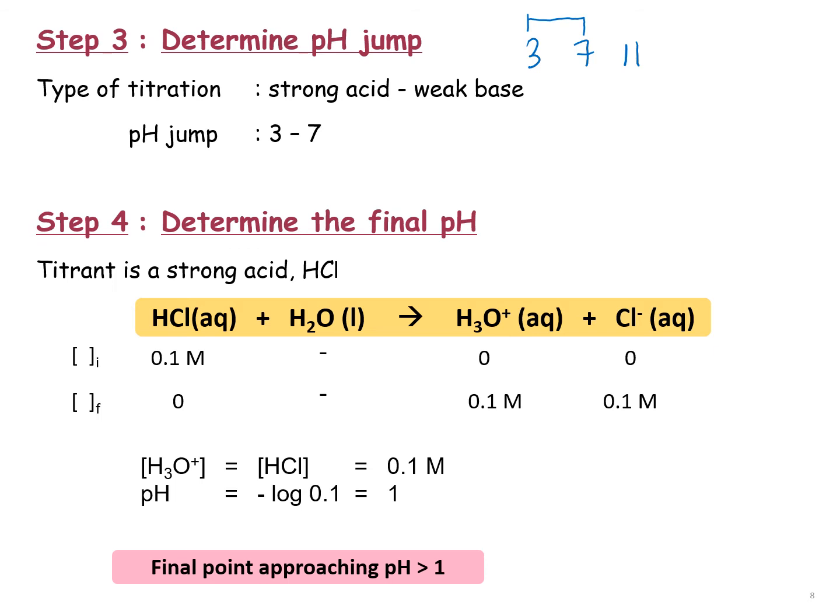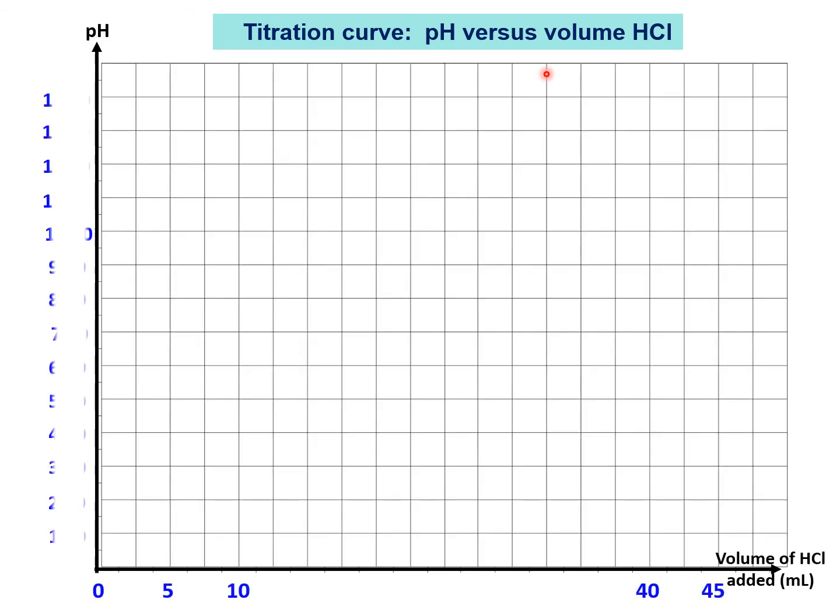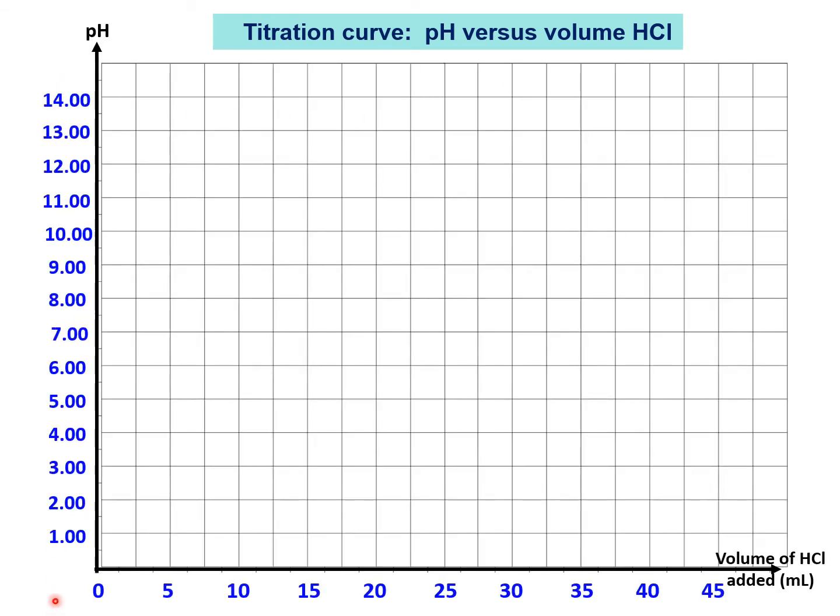Okay, so now we have all the information. Okay, kita akan start untuk sketch kita punya titration curve. So let's start. Title, like always, and then your axis with the pH value. Okay, saya wajibkan untuk awak tulis 1 sampai 14.